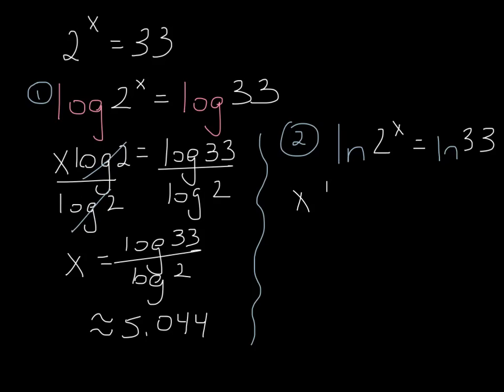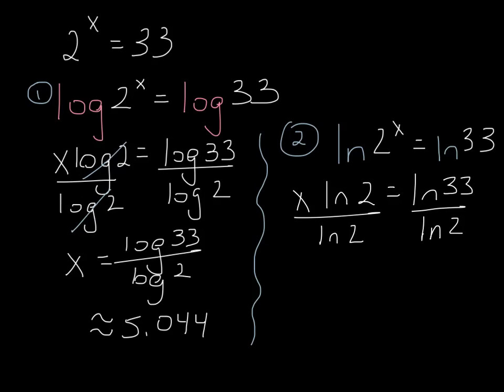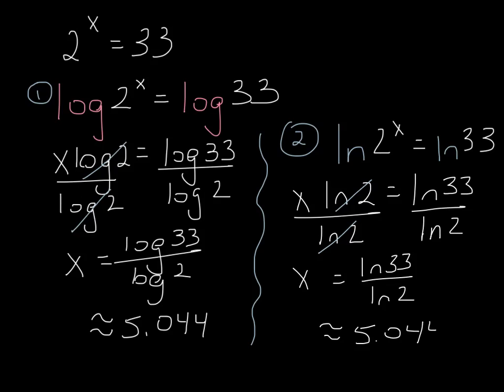So we've got x ln 2 equals ln 33. Divide both sides. And we end up with x equals ln of 33 over ln of 2. And if you put that in your calculator, you're going to get approximately 5.044. Now you see these two expressions here, log of 33 over log of 2, is equal to the natural log of 33 over the natural log of 2 because of that change of base formula that we learned in one of the previous videos.